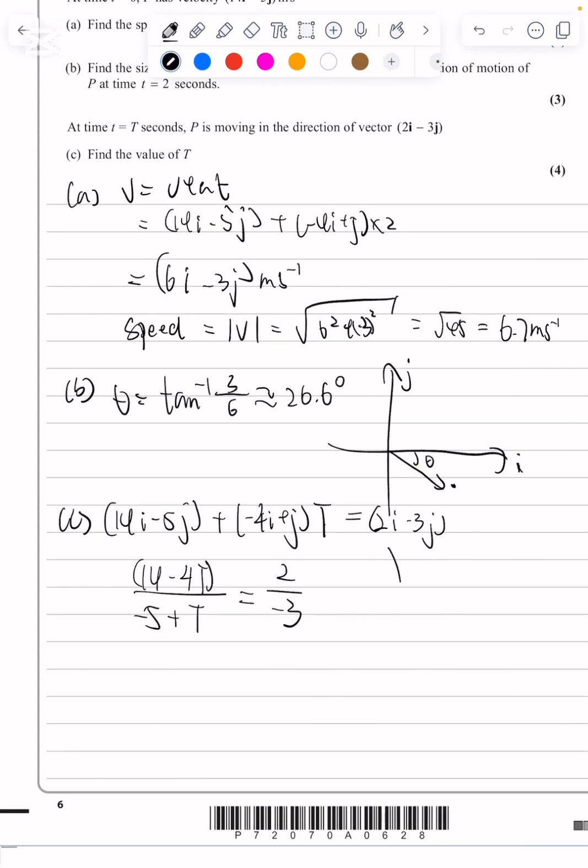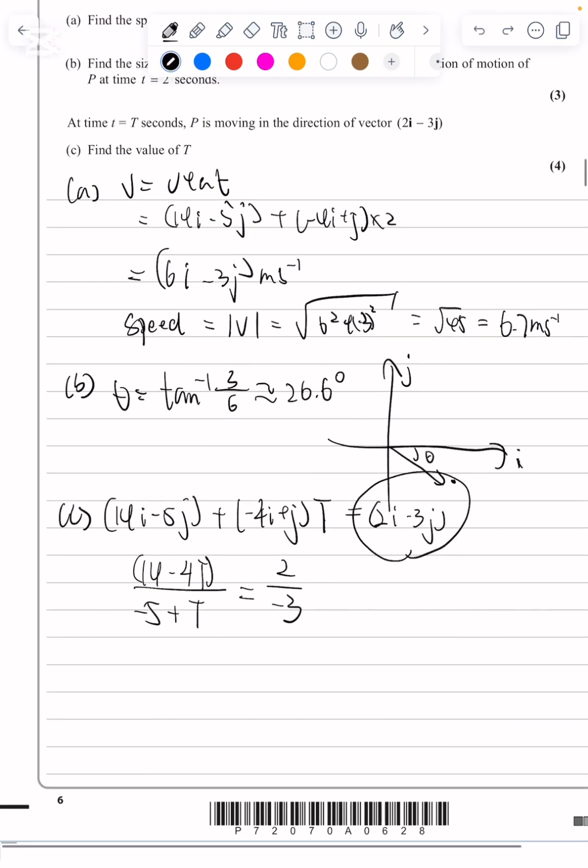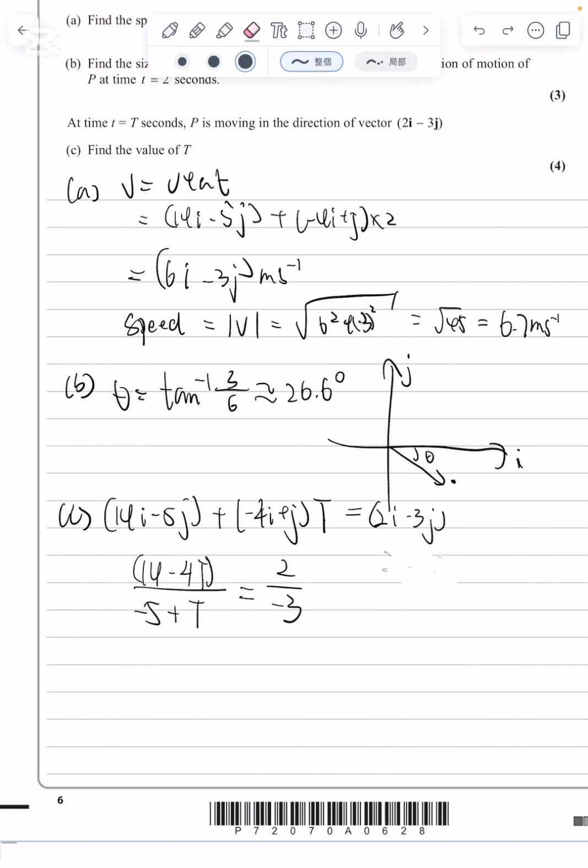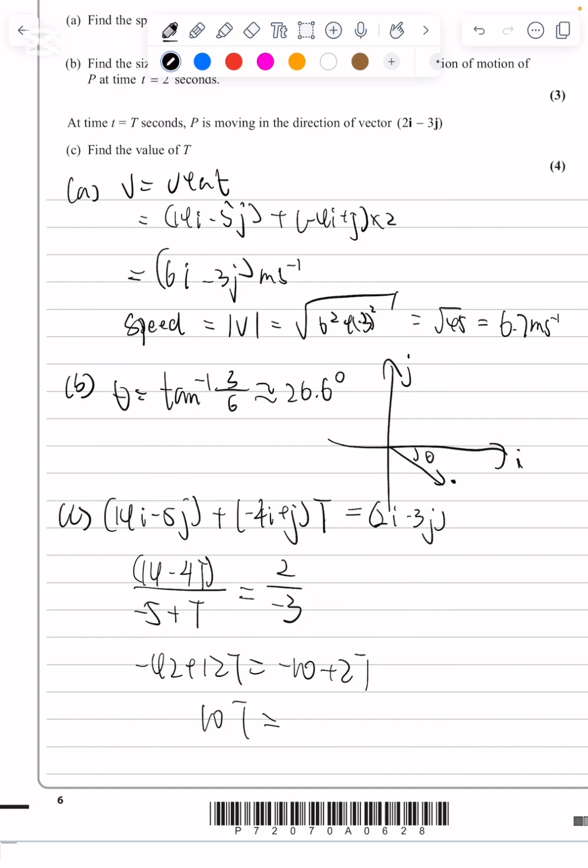Since this vector right here has a 2 to negative 3 ratio, that means this vector right here must also be a 2 to negative 3 ratio. That's the idea I'm using here. Yeah, I think we can solve this. So negative 42 plus 12t equals negative 10 plus 2t. And then 10t equals 32, so t equals 3.2 seconds.